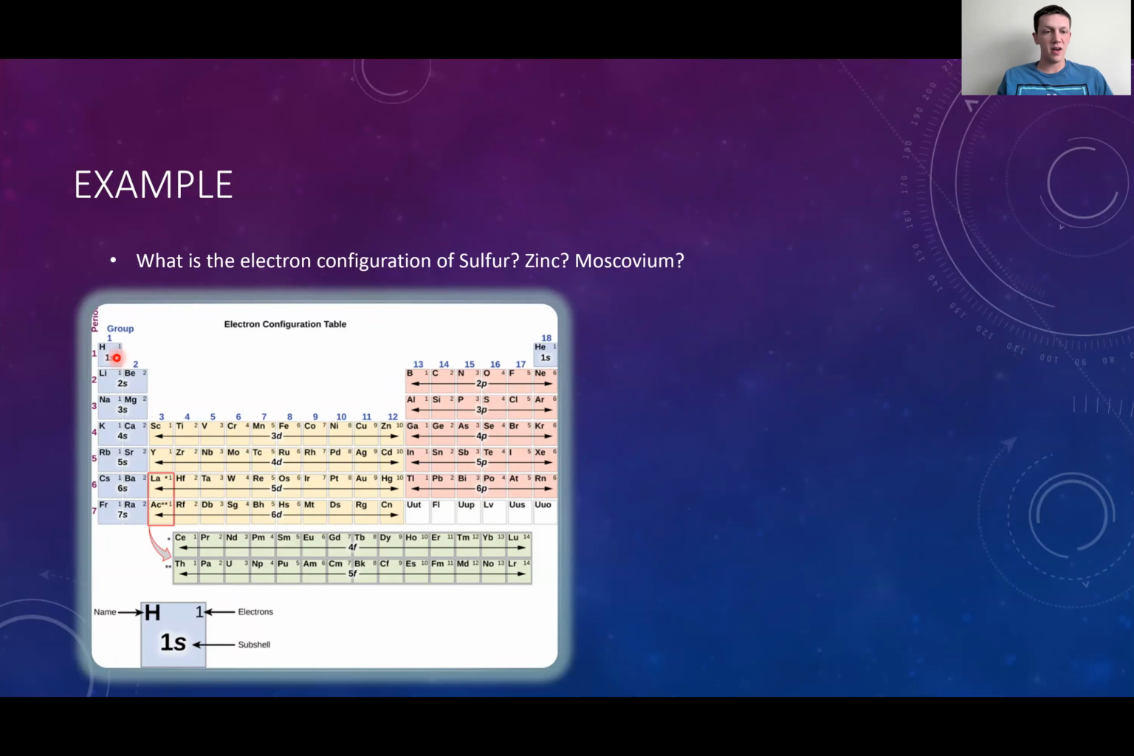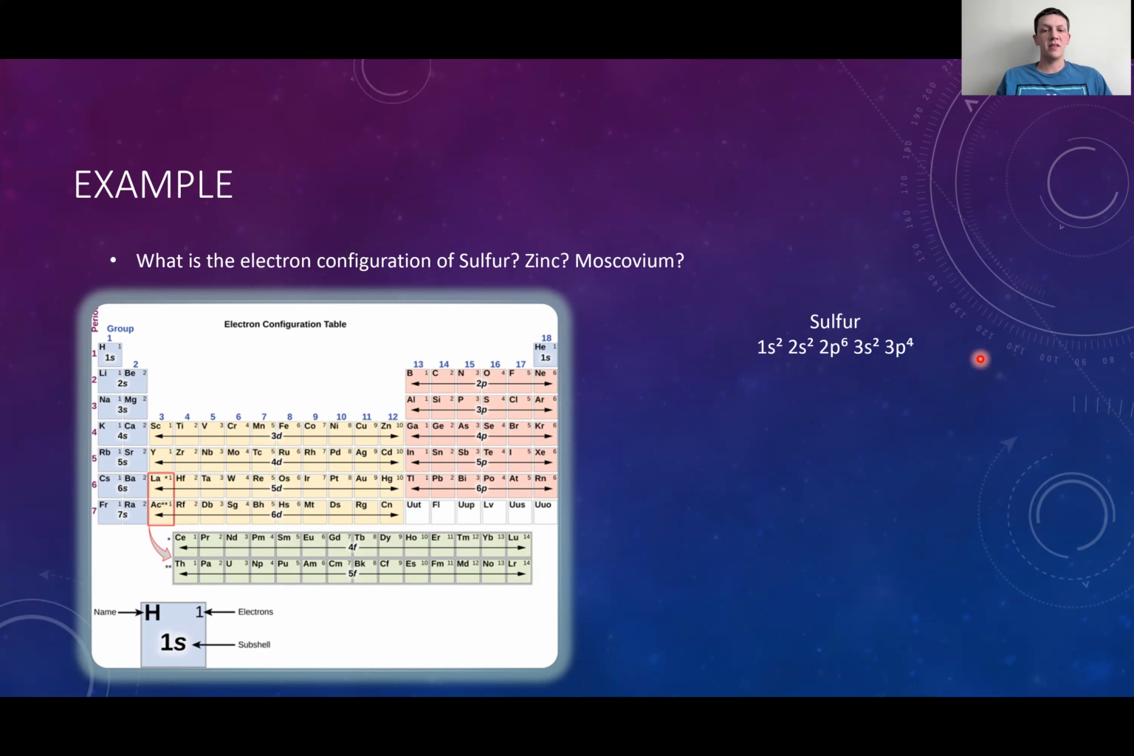So in this case, we have 2 in the 1s, we have this one and this one, 2 in the 2s, 6 electrons in the 2p, 2 in the 3s, and then 1, 2, 3, 4 here in the 3p. So here you can see that this is the electron configuration for sulfur.